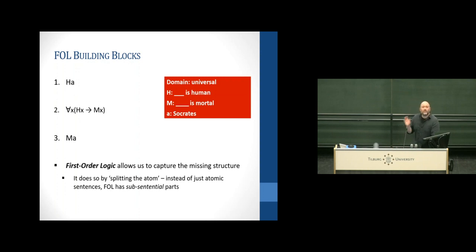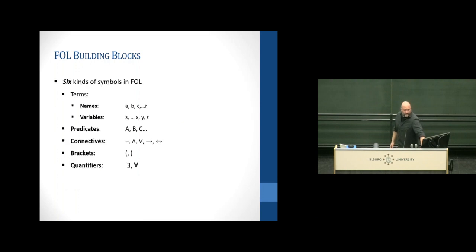So let's talk about the fundamentals of first-order logic. The first thing to note is that we are going to double the type of symbols that we have available to us. If you remember, TFL was made up of 3 symbols. We had the atoms, the connectives, and the brackets. Well, now we're going to have terms, of which there's 2 types, names and variables. We're going to have predicates. We'll have the connectives just like we did before. We'll have the brackets just like before. And we're also going to have 2 new operators, our quantifiers.